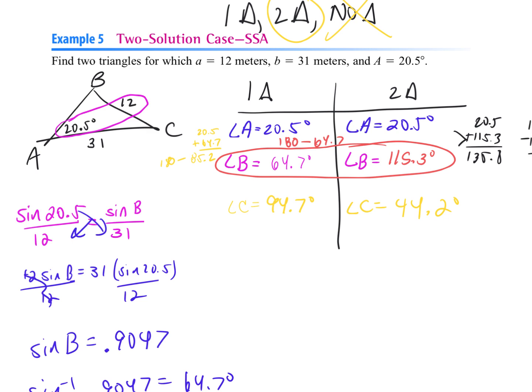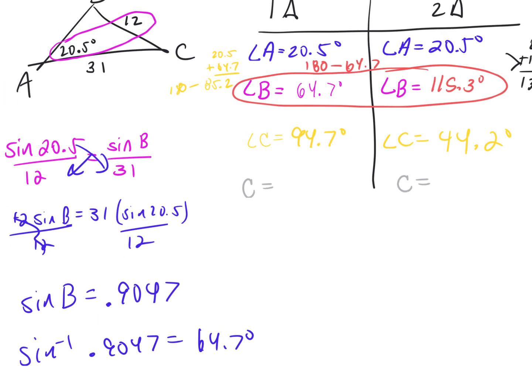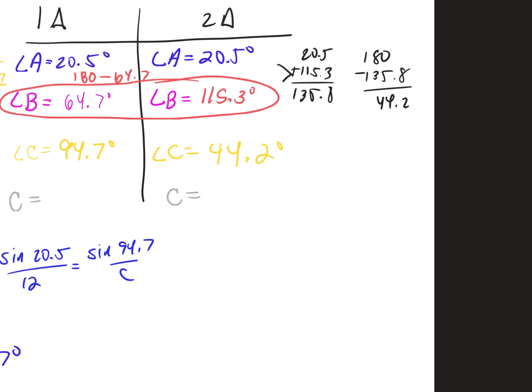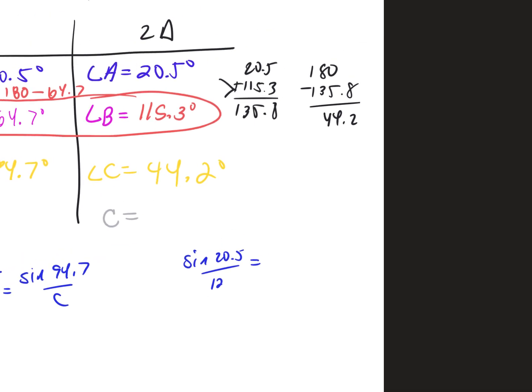So now we have to find what missing piece. What else is still missing? We know side A, we know side B. We need to find side C. And we need to find side C in both triangles because it's not going to be the same. Go back to your original sine that you used. What was our original proportion we used? Sine of what? 20.5 over 12 equals what? We're going to say sine of 94.7 over C. In this other triangle, I'm going to use that same thing because that's the given. So 20.5 over 12. And then what information am I using here for C?